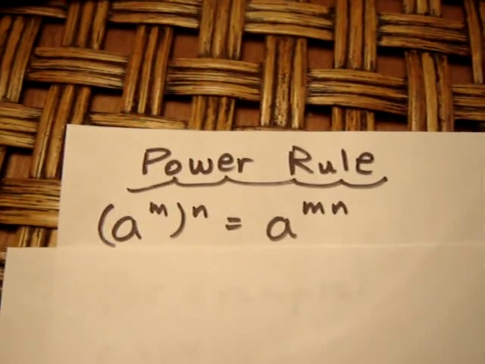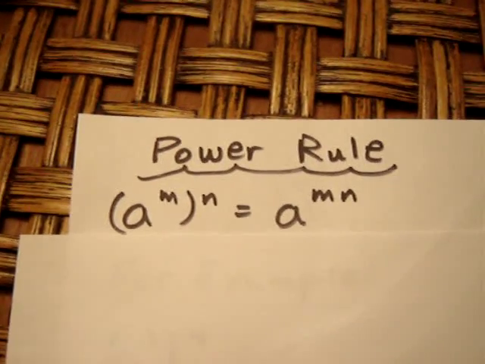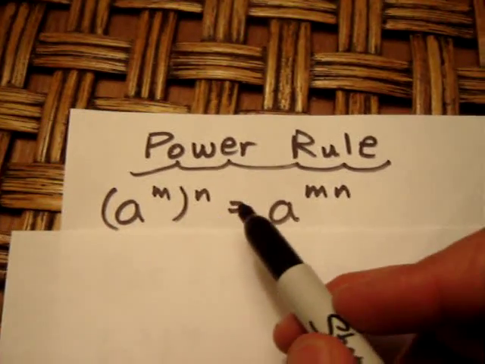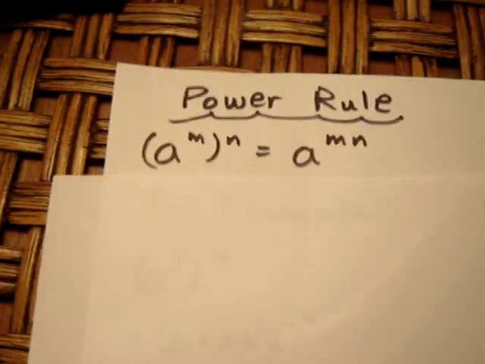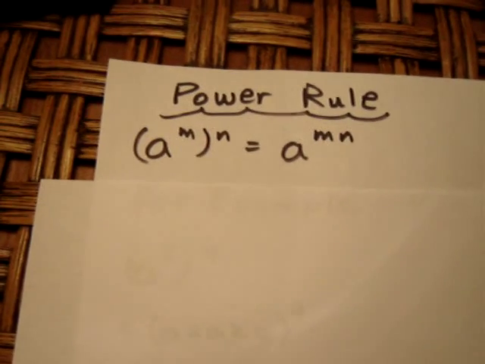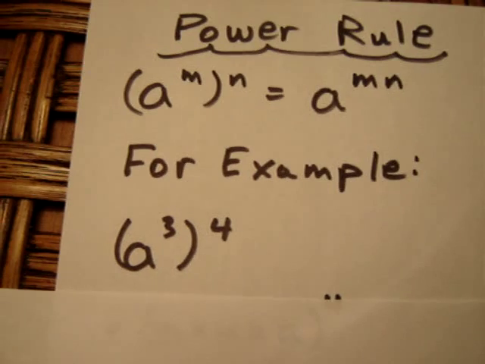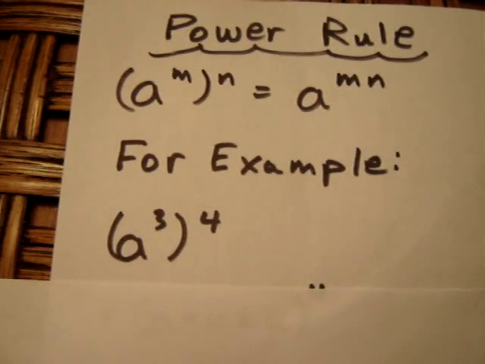For our final example, we'll look at the power rule, which tells us that a to the m, entire power raised to the exponent n, is equal to a to the m times n. Well, let's see an example that illustrates this. Imagine we were asked to simplify a cubed to the 4.